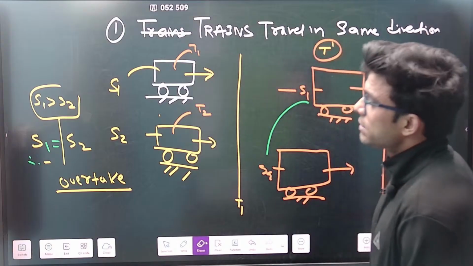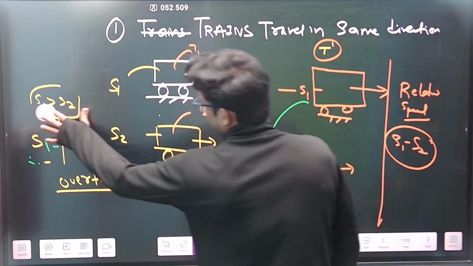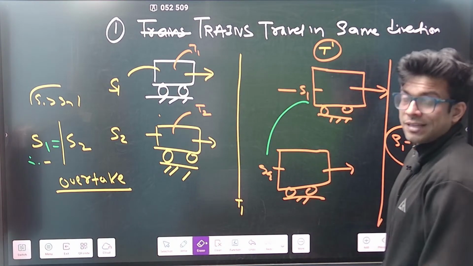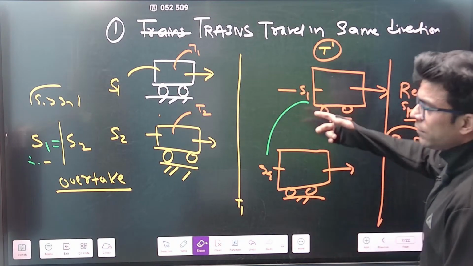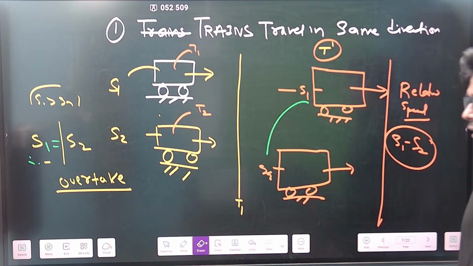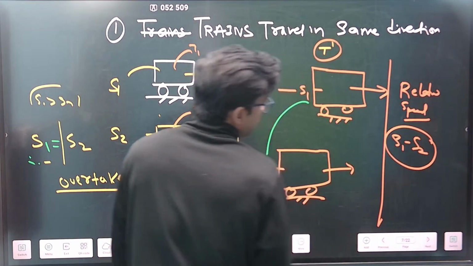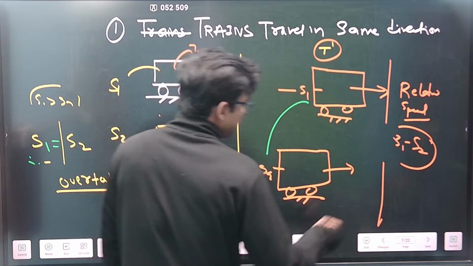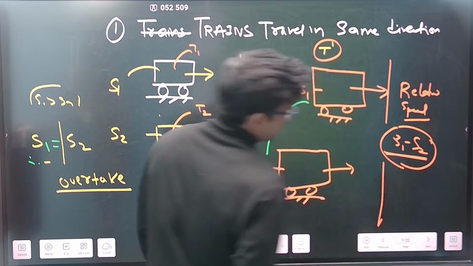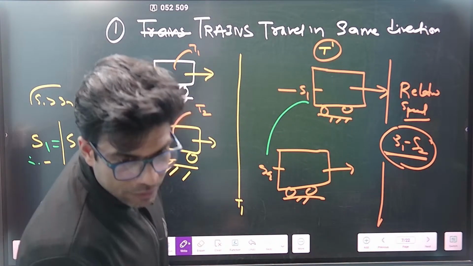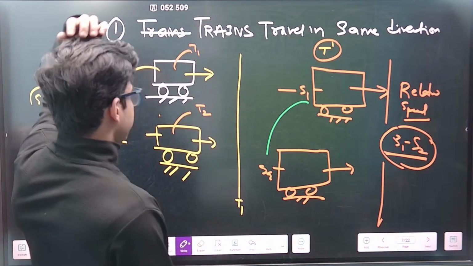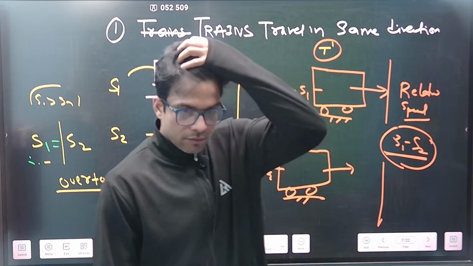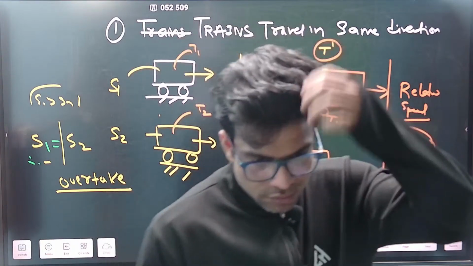So if S1 is greater than S2, then train S1 will move forward with respect to train S2. Why is this happening? Because the difference of the speed is greater. That's why the relative speed of trains moving in the same direction comes with the difference, which is S1 minus S2. Understood, everybody? I hope you understood this. Okay, fine now. Come on, say, I hope this is fine. Make sense?